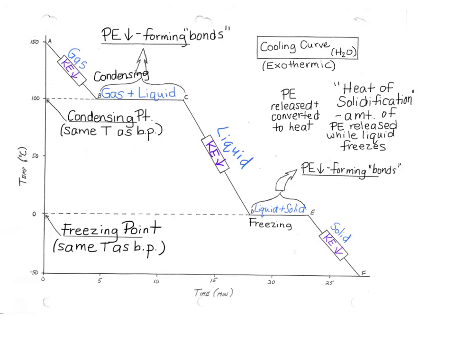Once that's done, then we have the liquid phase. From point C to point D, the liquid is getting colder. We're decreasing kinetic energy until we get to 0 degrees, which is the freezing point for water. At 0 degrees, we have both phases existing together while the liquid is freezing. While those intermolecular forces are forming, the potential energy that's released is being converted to heat. That amount of energy is called the heat of solidification, the amount of potential energy released while the liquid freezes. Once the freezing is done, we have all solid. From point E to point F, we can continue to cool that solid as the kinetic energy decreases.